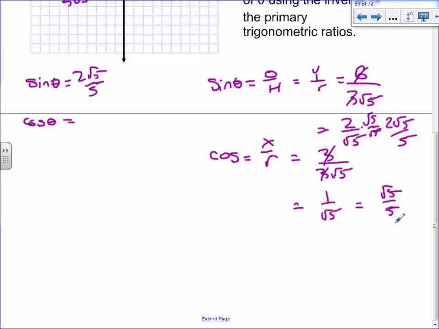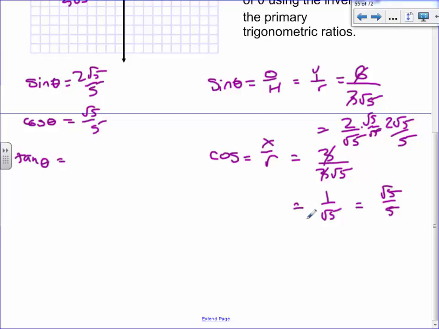Slow me down if I'm going too fast. I am kind of skipping the explanation of a few steps here. Are you able to follow that? Okay. So then you'd say that cosine of theta is root 5 over 5. That's its ratio. Sine and cosine usually suck. Tan, however, is quite nice.